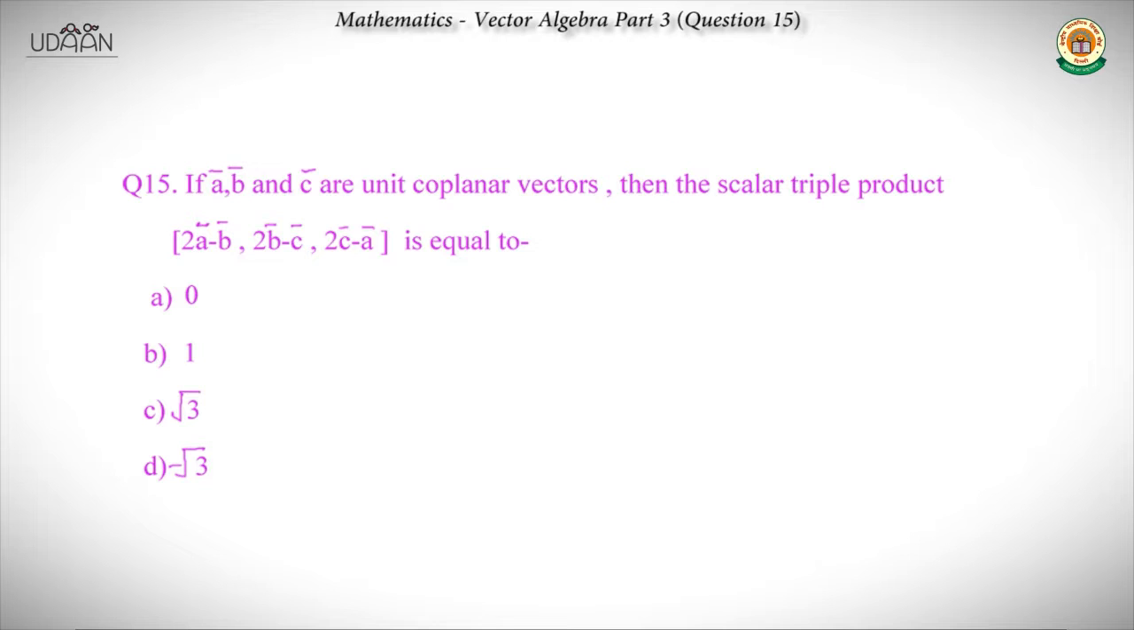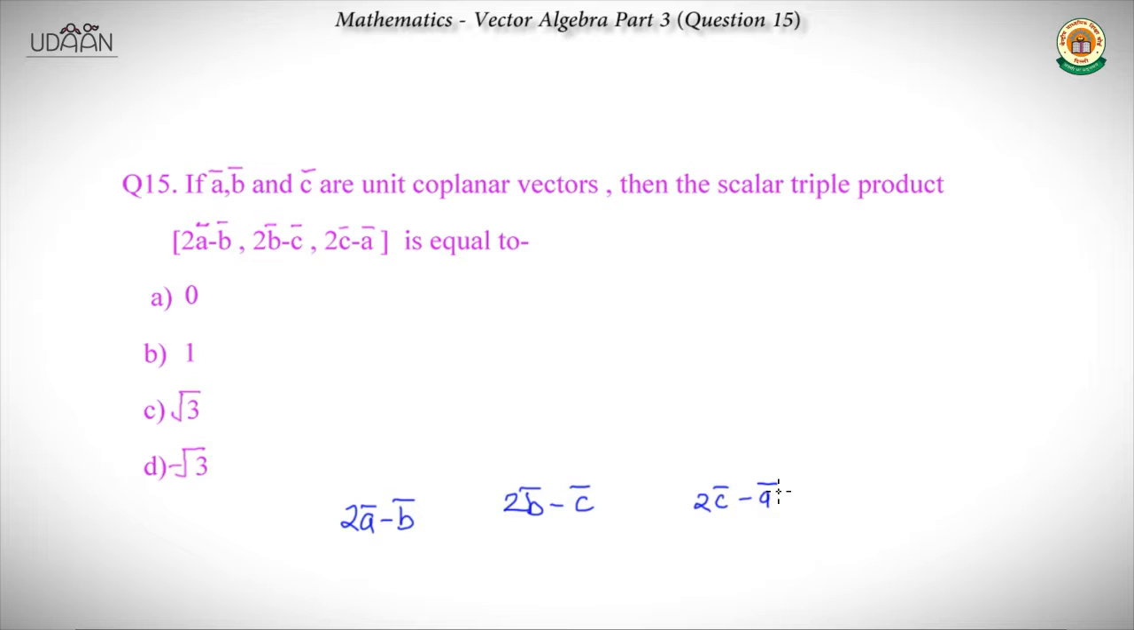Here it is given that A bar, B bar and C bar are unit coplanar vectors. Correct. So any linear combination of these three vectors will also turn out to be a vector coplanar with these vectors only. So we can state that 2A bar minus B bar is coplanar with A bar and B bar, and C bar. 2B bar minus C bar is also coplanar with them. 2C bar minus A bar is also coplanar with them. So we can say that the scalar triple product will turn out to be 0.